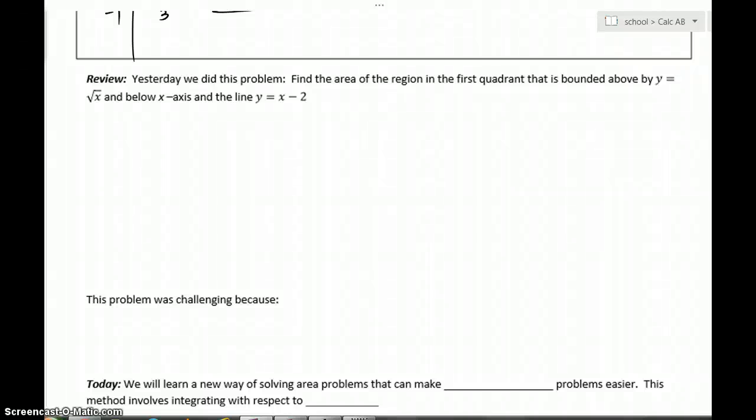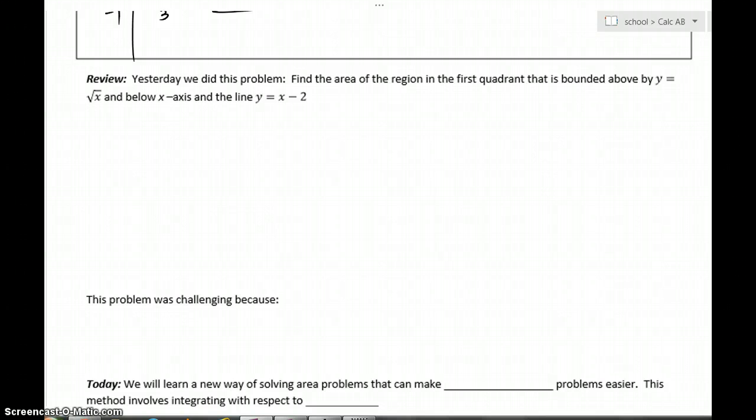Okay, with our second day on 8.2, we're going to revisit some problems that we did yesterday. We're going to eventually integrate with respect to y instead of integrating with respect to x. Look at the notes here. Yesterday we did this problem.